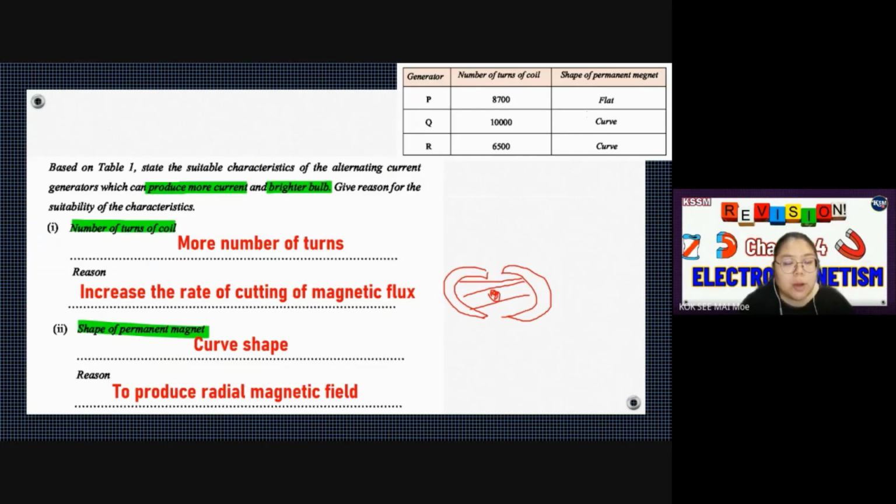So normally what we need is a curved shape. That means a curved shape that covers all the magnetic field at the center. Do not lose it to the surroundings. Okay, so this is one of the examples for the magnet shape. Okay, then we go to the next part.